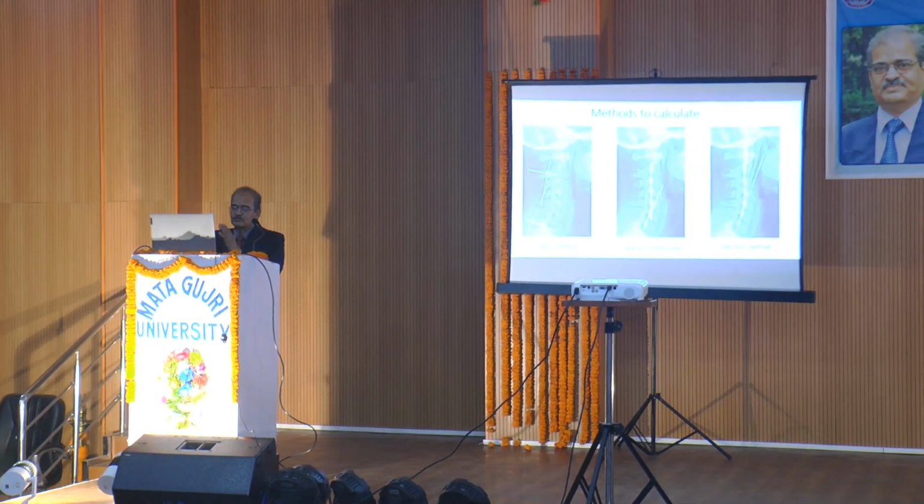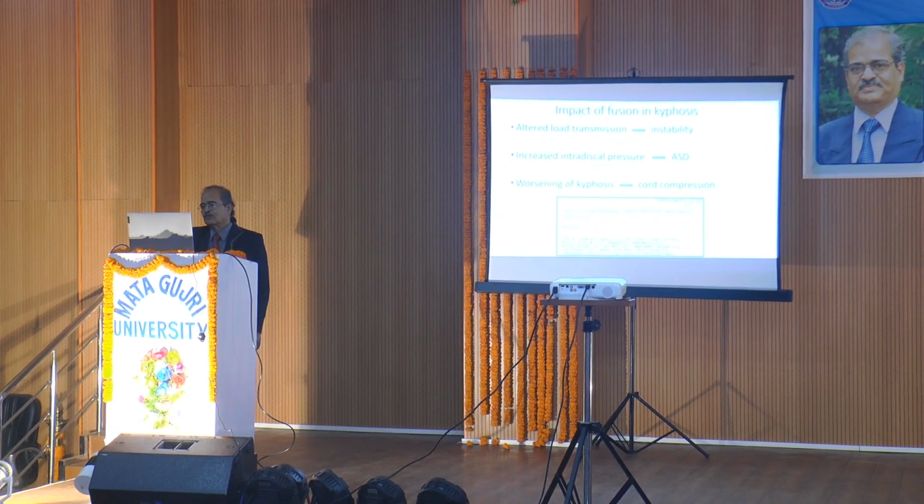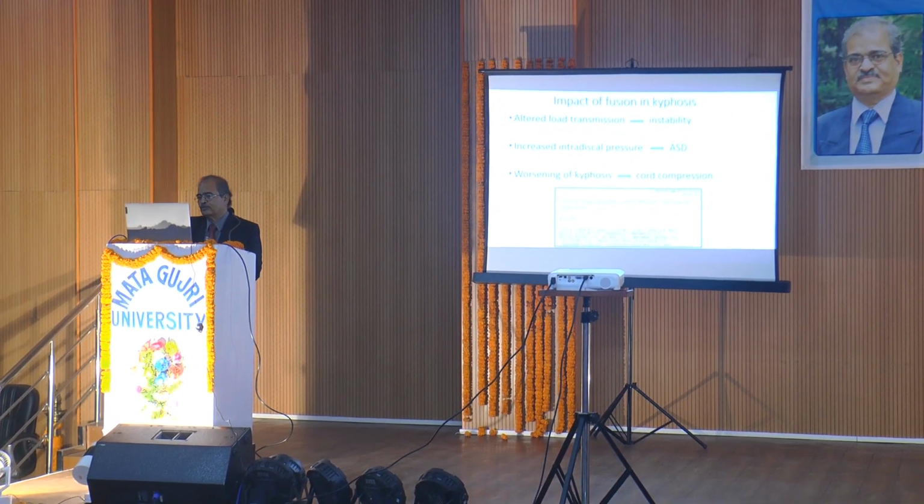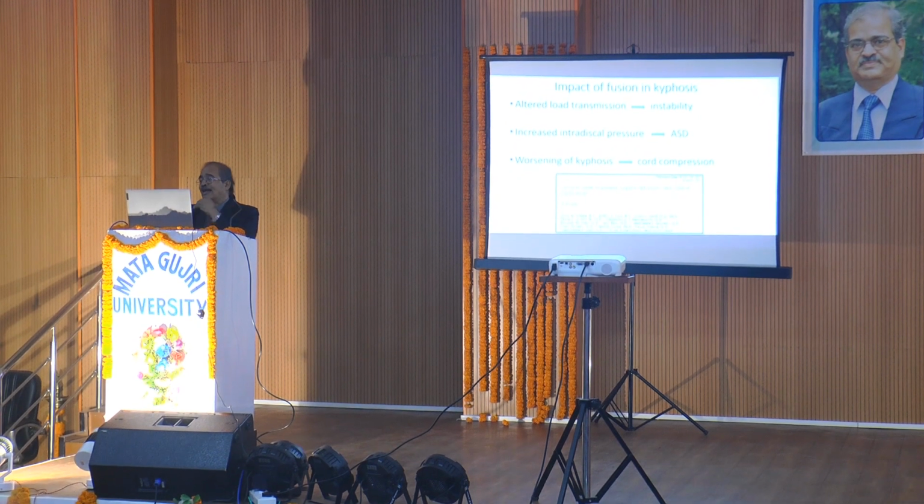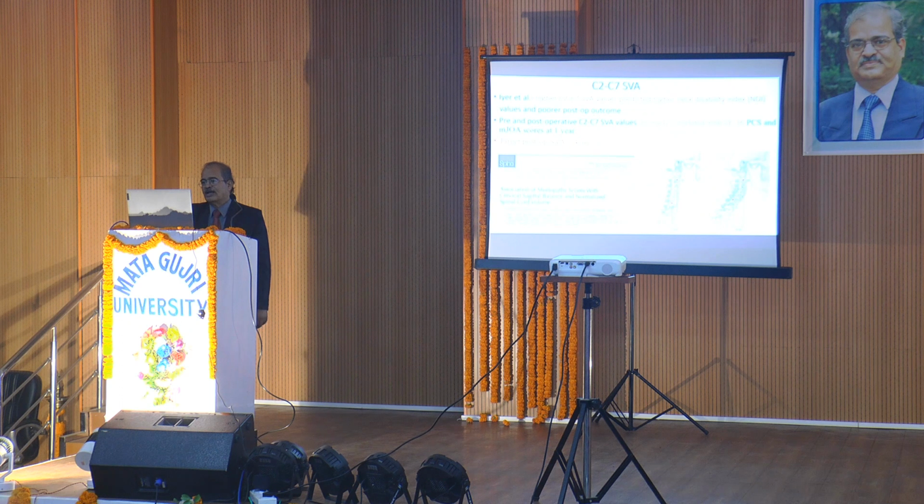So here it is the cervical spine, and it is lordosis we are calculating, and the impact of fusion. Fusion usually leads to adjacent segment degeneration, known as ASD in short. And C2 to C7 SVA: this line you are seeing, as in the pelvic incidence, similarly is there in the cervical spine. It should be 1.5 centimeter. It should not go to more than 4 centimeter.